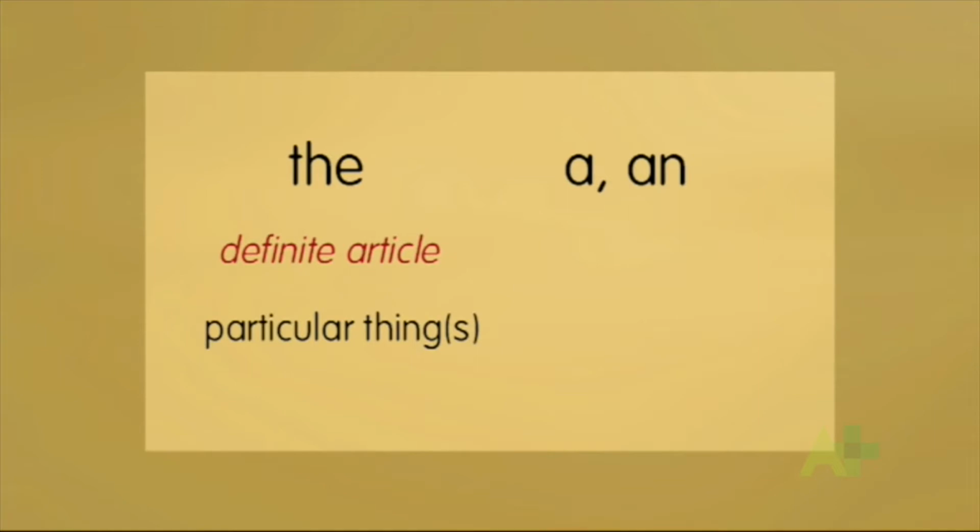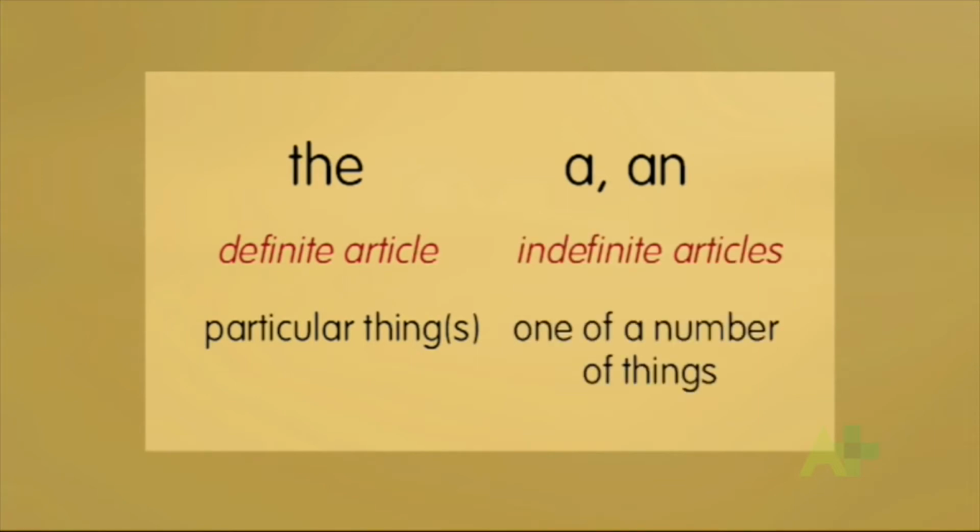Choosing the right article can be very confusing, but if you follow the general rule that you use the definite article, the, to refer to a particular thing or things, and a and an, indefinite articles, to refer to one of a number of things, you shouldn't go too wrong.